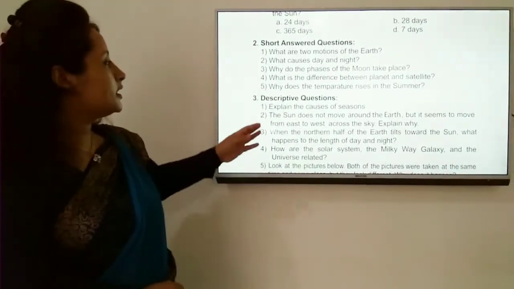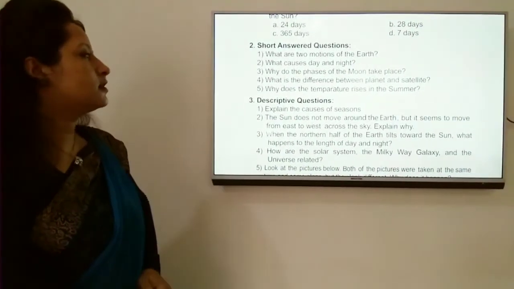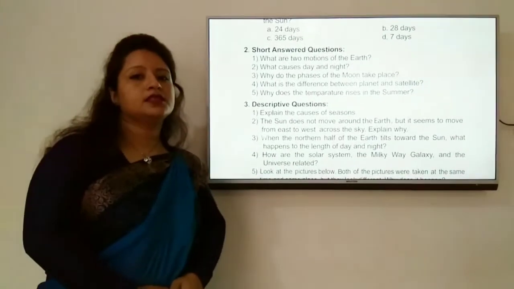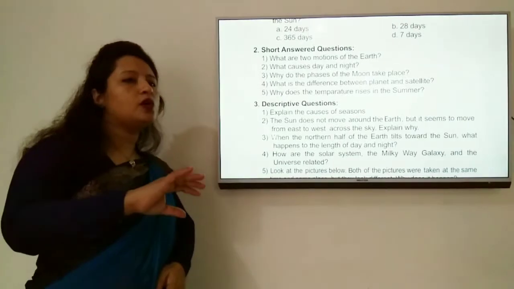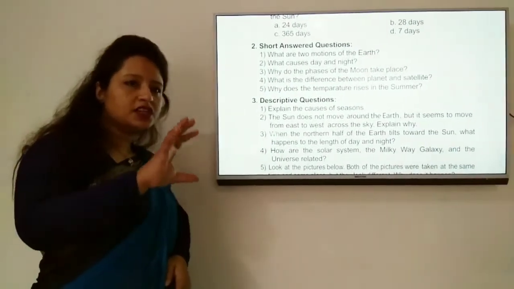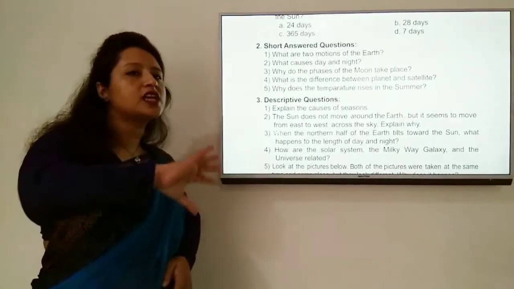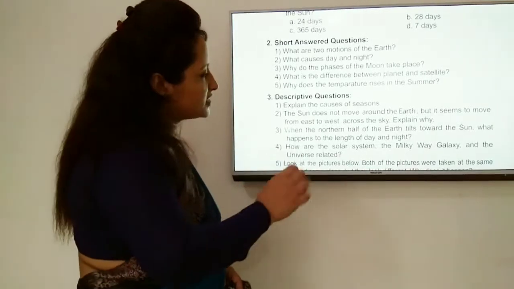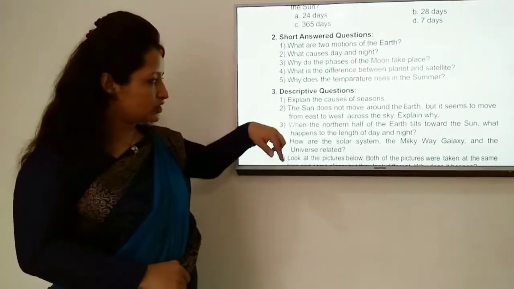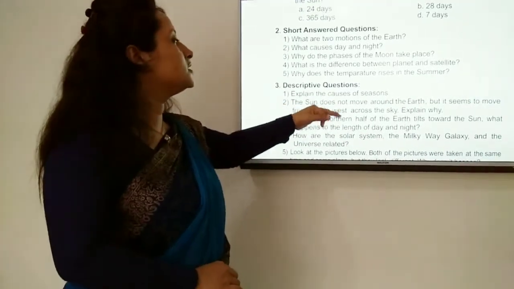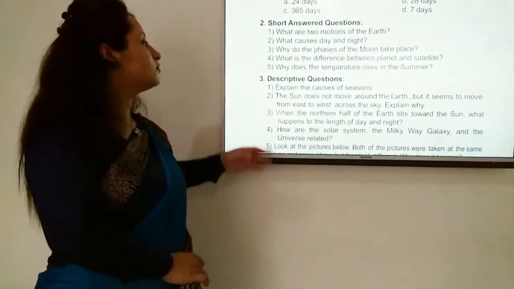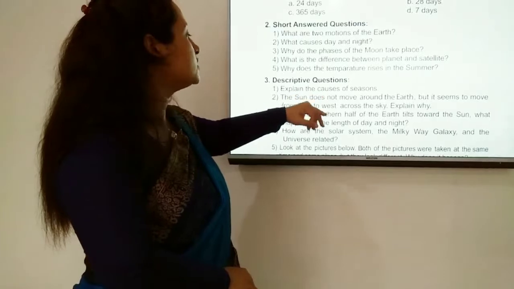Okay, then explain the causes of season. Seasons are caused because the earth rotates on its axis, and the earth moves around the sun. For these two causes, the season changes.